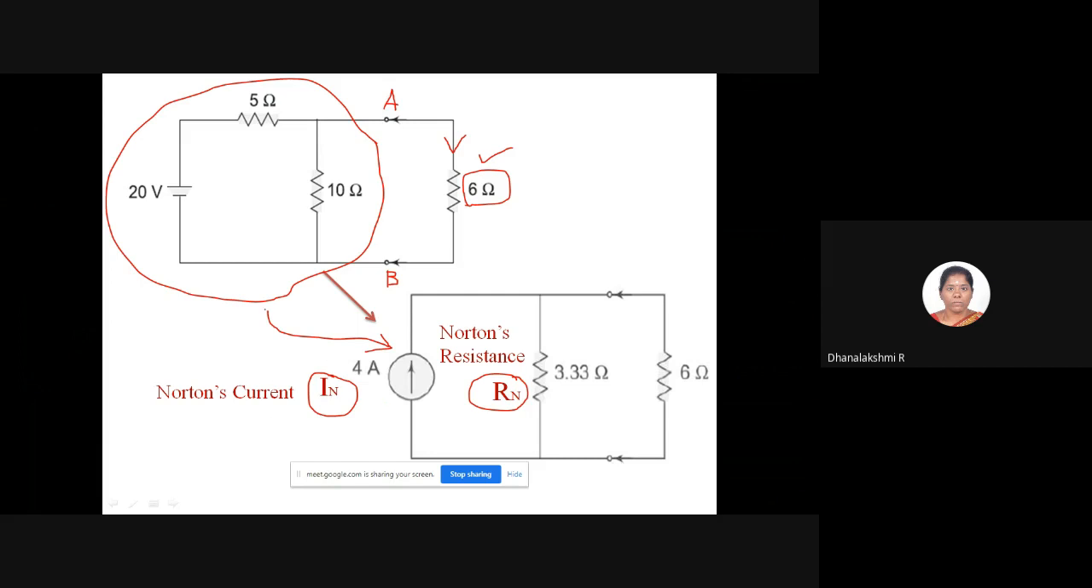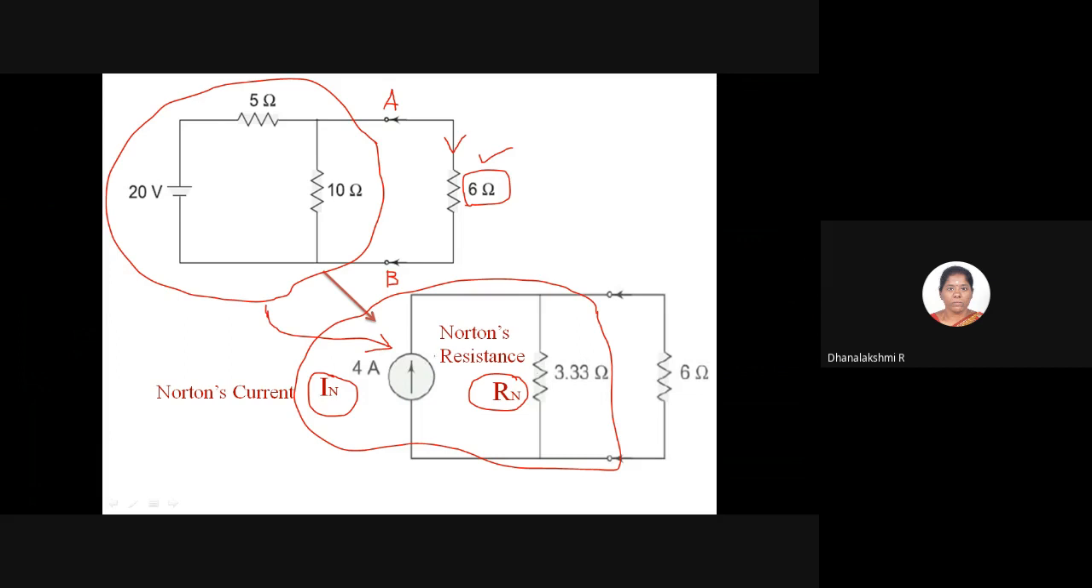So therefore here you can see that this circuit can be reduced into a single current source along with that a resistance in parallel, and this is what we call the Norton's equivalent circuit. Here we just want to know how to get this Norton's equivalent circuit.